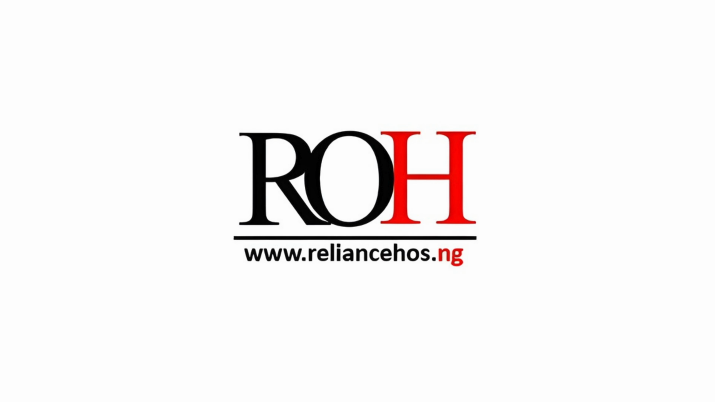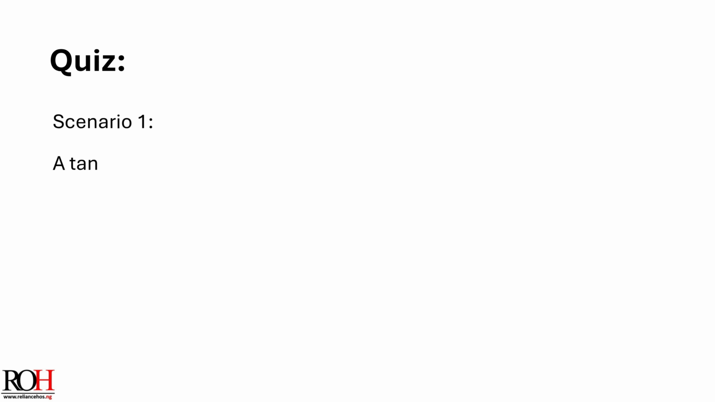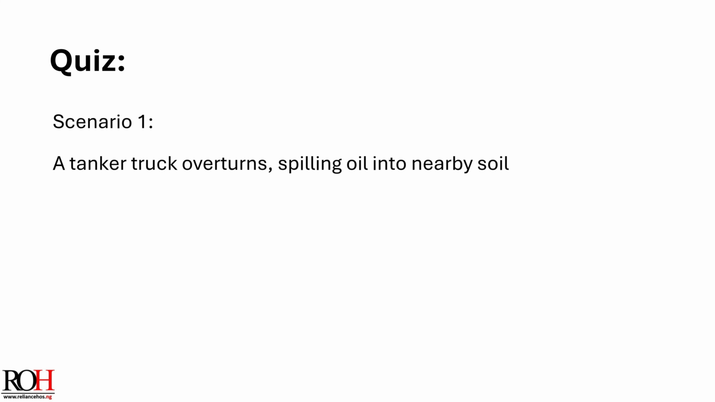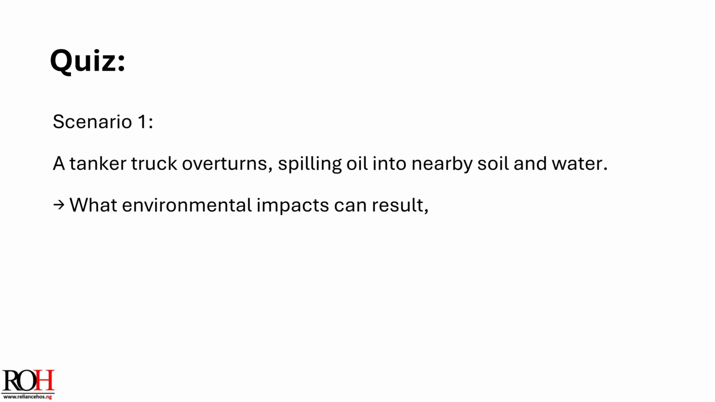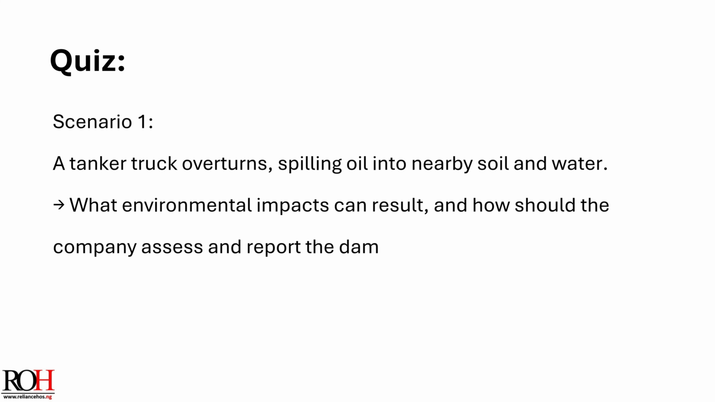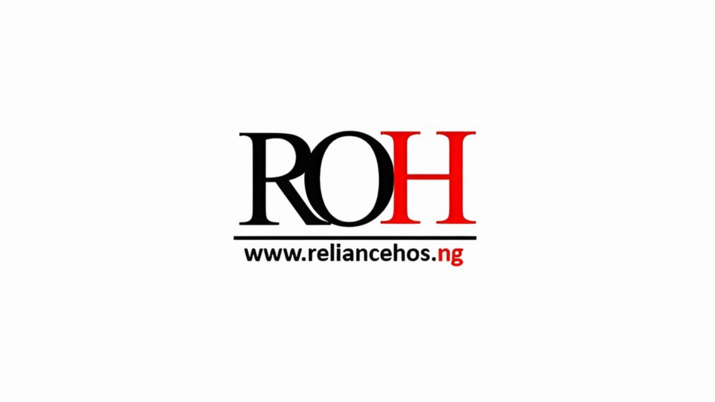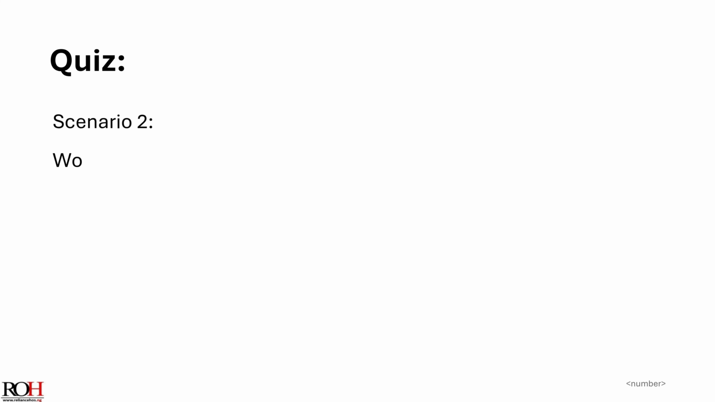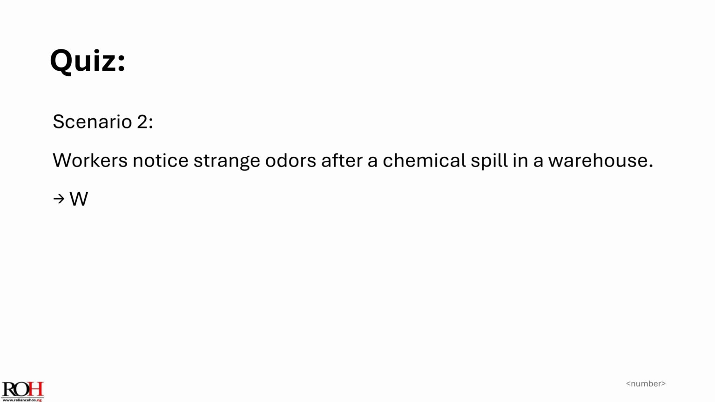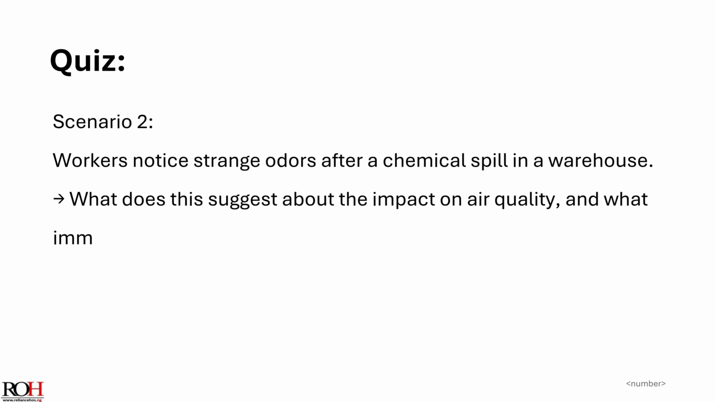Quiz. Scenario 1. A tanker truck overturns, spilling oil into nearby soil and water. What environmental impacts can result, and how should the company assess and report the damage? Quiz. Scenario 2. Workers notice strange odors after a chemical spill in a warehouse. What does this suggest about the impact on air quality, and what immediate actions should be taken?